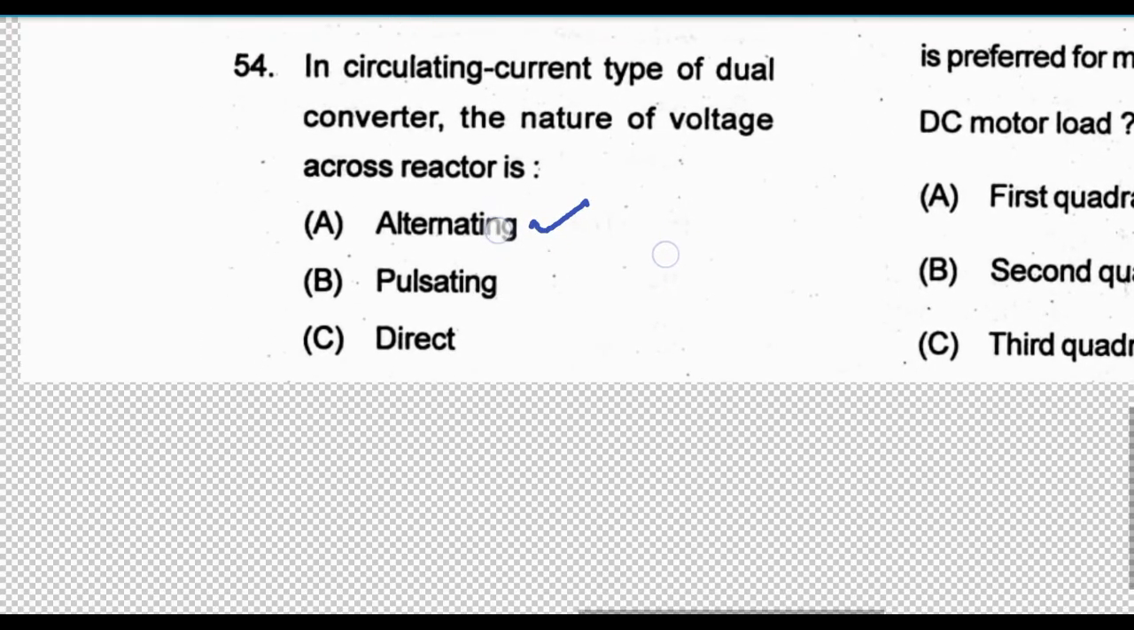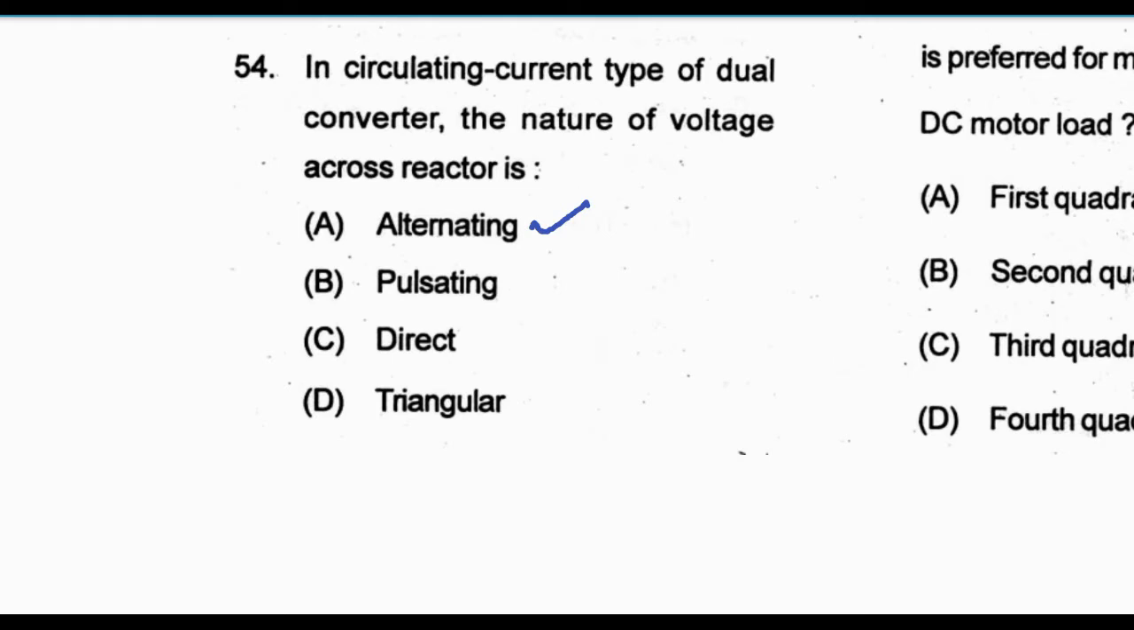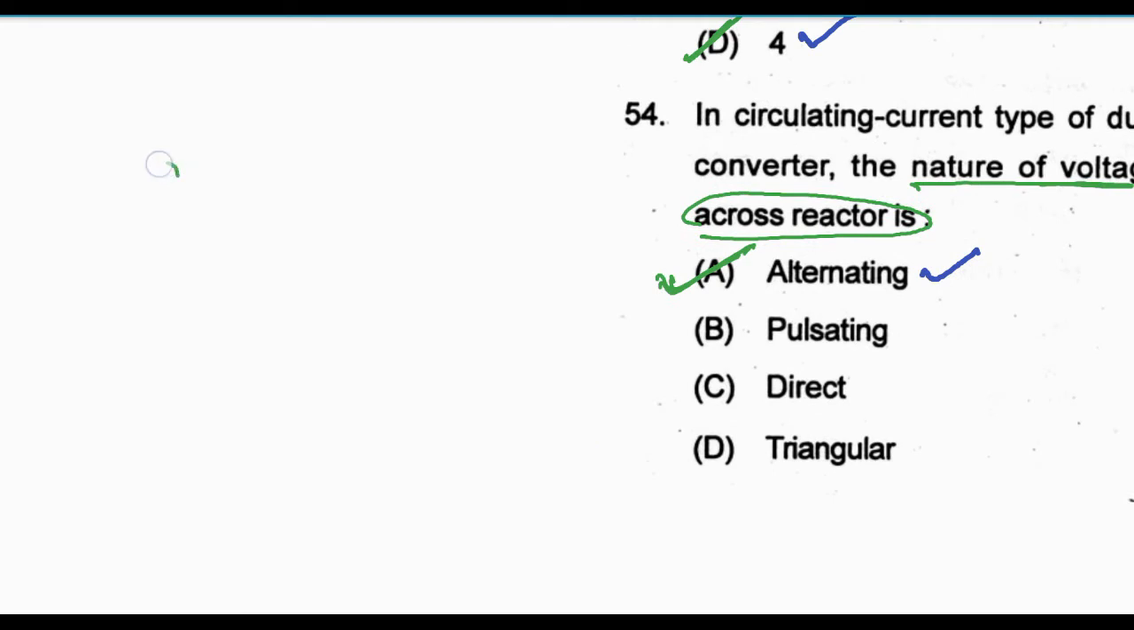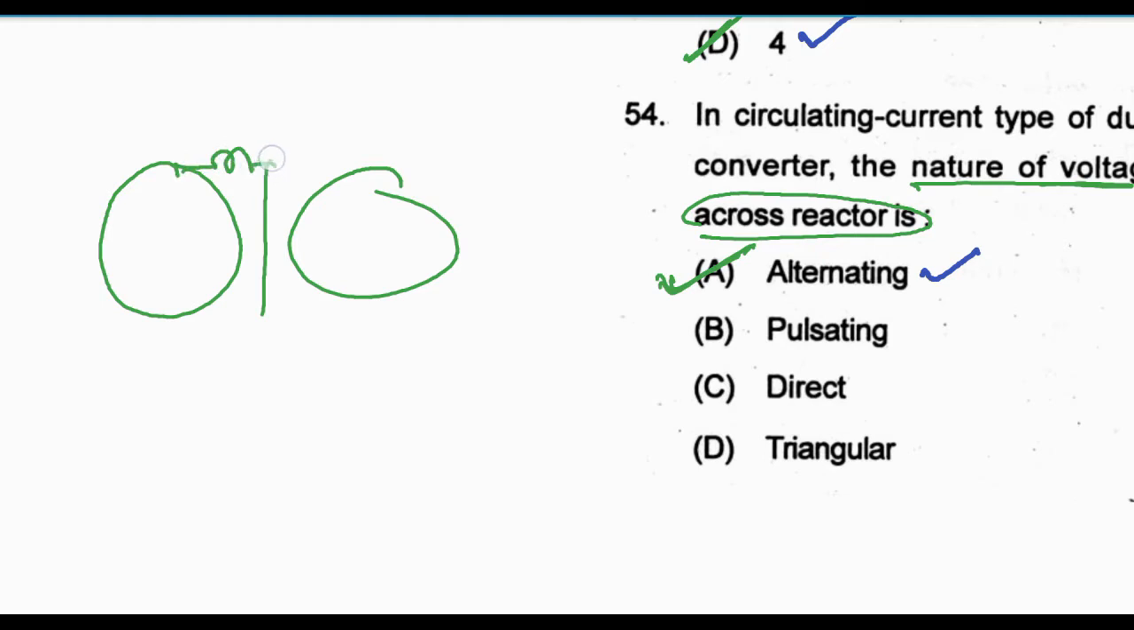Next question is, in circulating current type of dual converter, the nature of voltage across a reactor is alternating. In case of circulating current dual converter, here is a converter and here is a converter, here is the load and here are the two inductors. Here is the voltage across the inductor or the reactor, VL, and this VL is alternating.